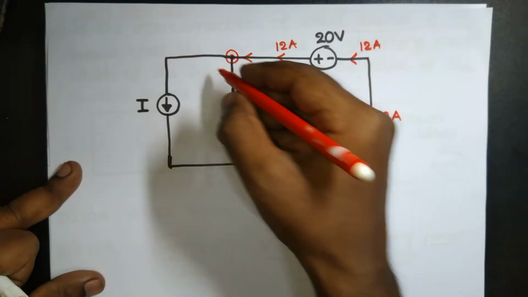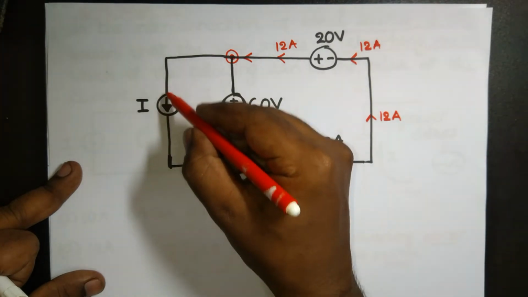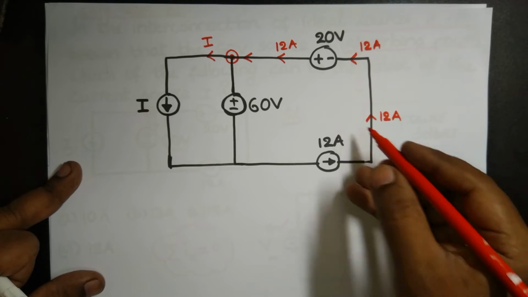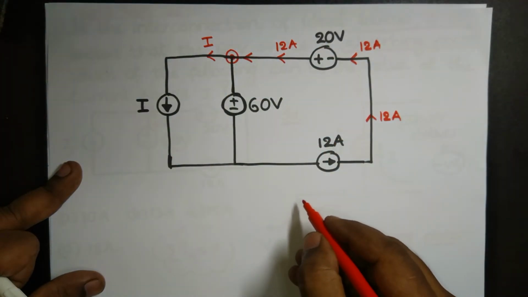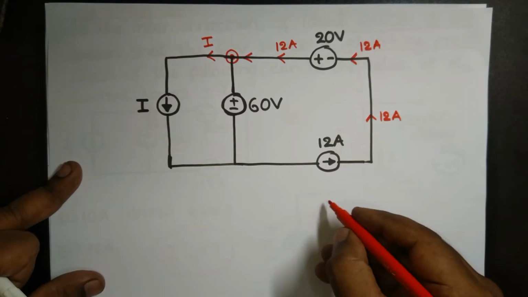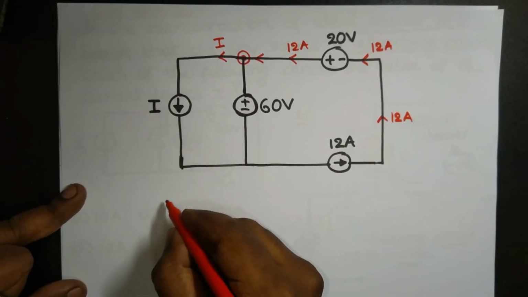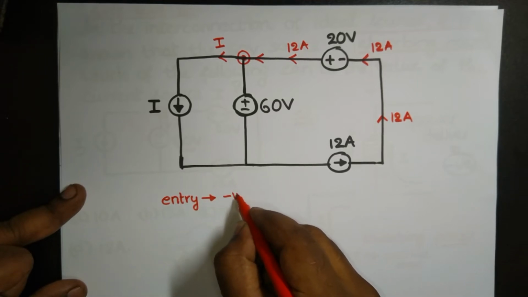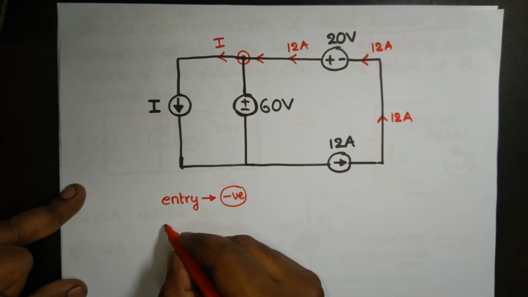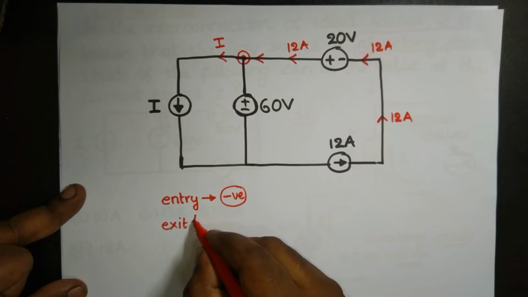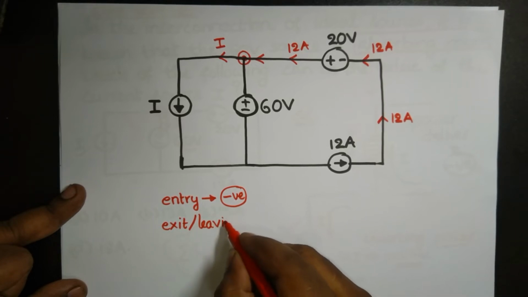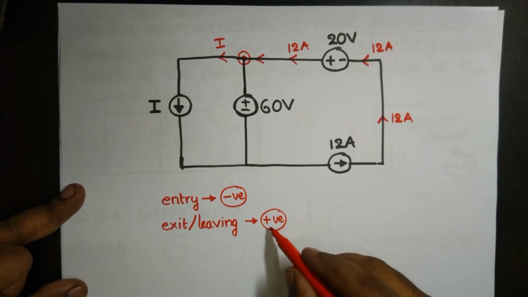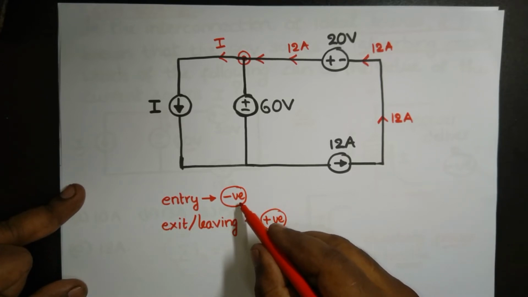Now 12 amperes is here, and this direction shows that I is exiting, leaving from this node. Let's take entry as negative. Entry we take as a negative value, and exiting or leaving we take as a positive value. So positive current, and this is negative current at the node.